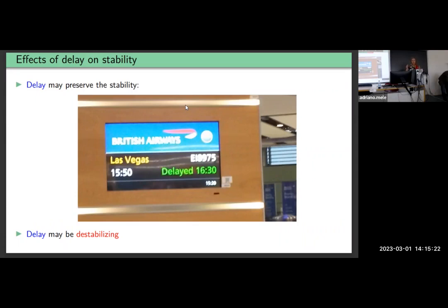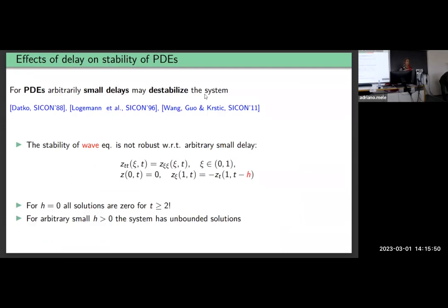But in this case, we would like to have an analytical upper bound on delay which preserves everything. And I will talk a bit about these tools, how to have criteria which says that till this value of delay, you are on the safe side. But in some cases, delay, even arbitrarily small delay, can be destabilizing, can explode the system.